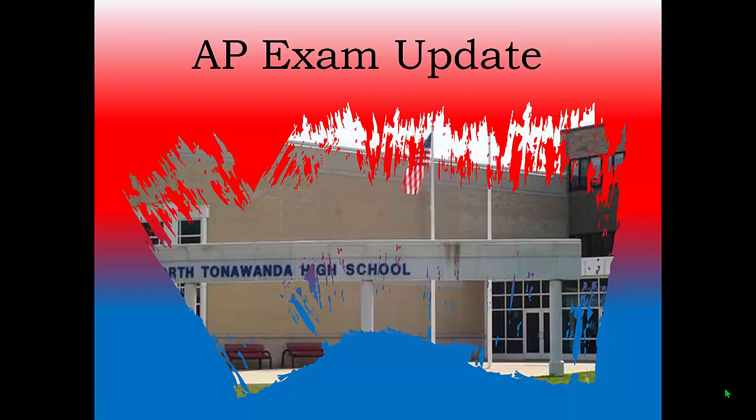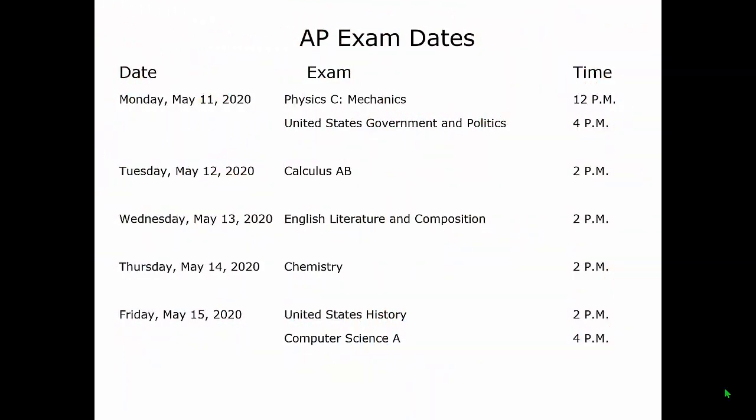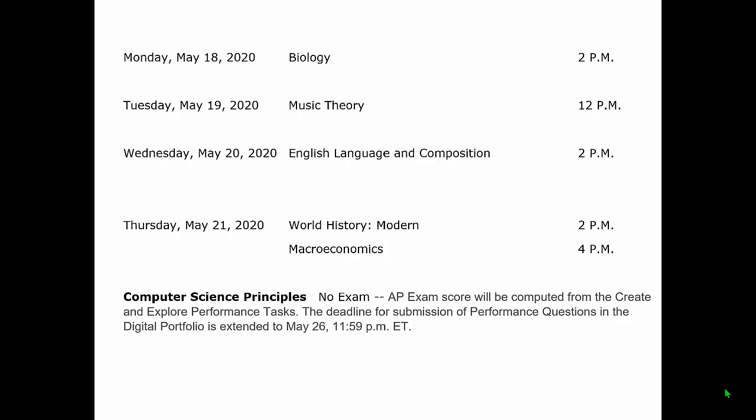The first thing I want to do is again show you the exam dates for the AP exam. This is Monday, May 11th through Friday, May 15th, the first week of the exam. All of these times are Eastern Standard Time. I went through and simplified the exam dates for everyone. Here's the second week, Monday, May 18th through Thursday, May 21st.